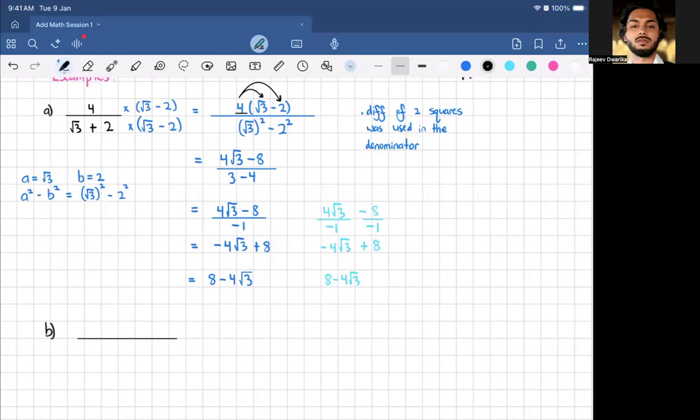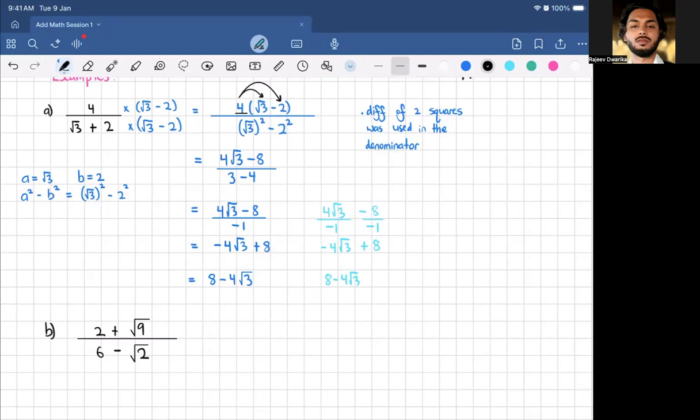So 2 plus √9, and then I'm going to put 6 minus. Yeah, I would like you all to give that a go.